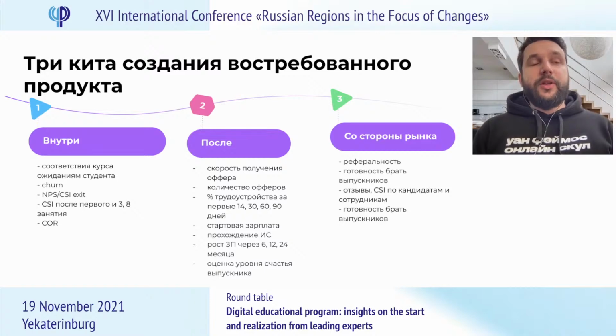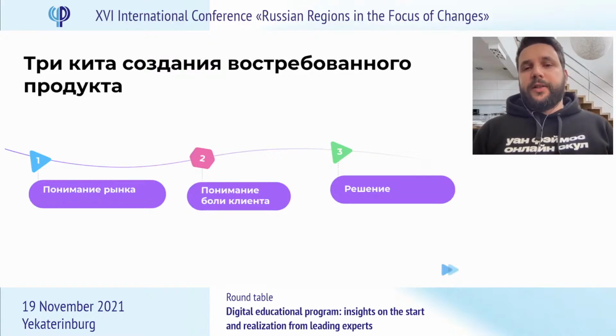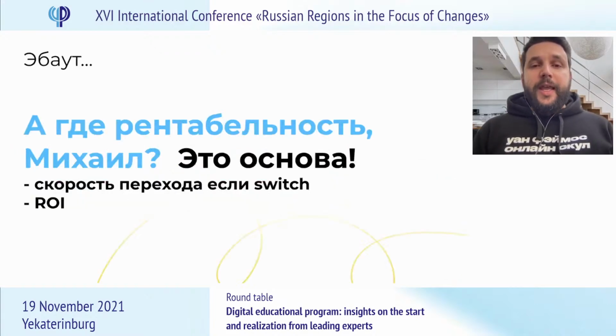Number two is after. What happens after graduation from our bachelor's or master's or professional education? How soon graduates get offers, how the salaries are growing, and so on. And these metrics are becoming KPIs for universities, and I think this can help the industry a lot. And thirdly, on the market side, whether our graduates are sought after in the market, whether employers want to hire them, and what is the employer's feedback. How can this be achieved? Three simple things. One, understanding the market. Two, understanding the client's pain, and the client is both your student and the future employer of your graduates. And number three is solution, the product we are making.